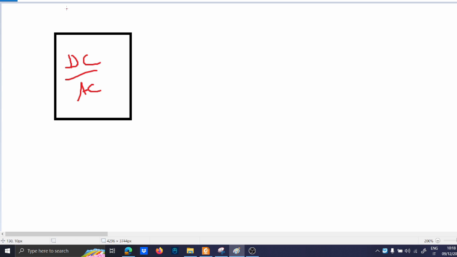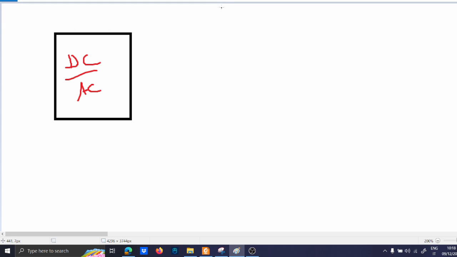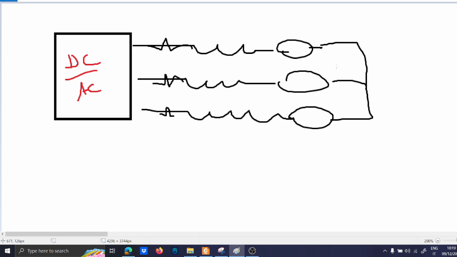So the inverter is a DC to AC converter. But the thing about the 3-phase inverter is that sometimes you have loads which are a 3-phase brushed motor or a 3-phase PMS motor, like this. And you can connect them with a delta or star connection.